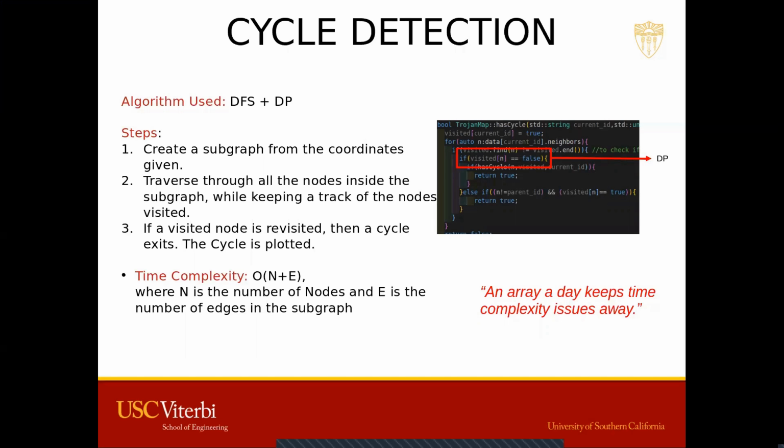Cycle detection. In cycle detection, we give a region of interest, and if there are closed paths in that, it returns true. But a cycle means that when we start with a node and end at the same node without traversing the intermediate nodes more than once, a cycle is complete. So the algorithm which we implemented uses DFS and dynamic programming. The time complexity involved is O of n plus E.